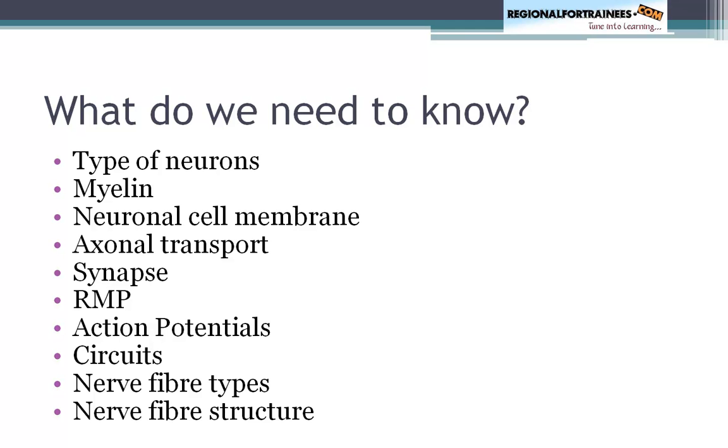So what do we need to know? We need to know what are the types of neurons, something about myelin, something about the plasma membrane, something about axonal transport, the synapses, resting membrane potentials, action potentials, neuronal processing, different types of nerve fibers, and finally, how are these nerve fibers arranged in a given nerve fiber bundle. So let's begin with discussing what are the types of neurons.